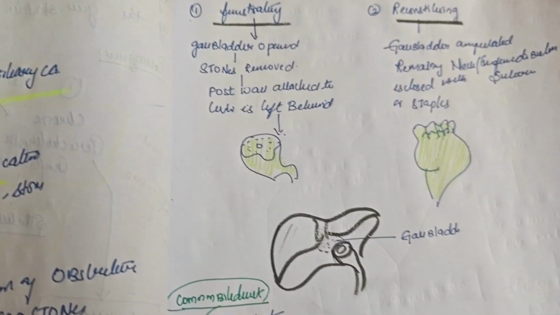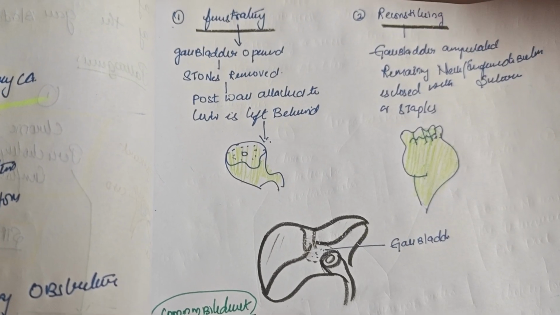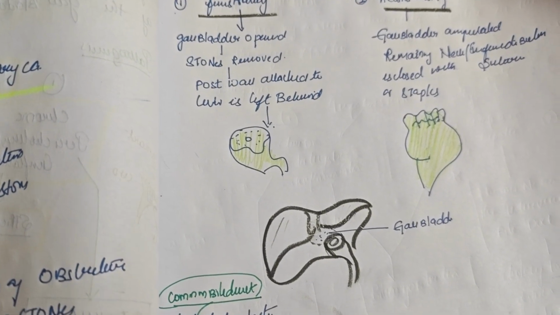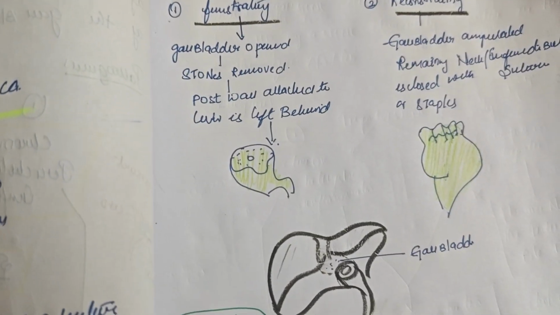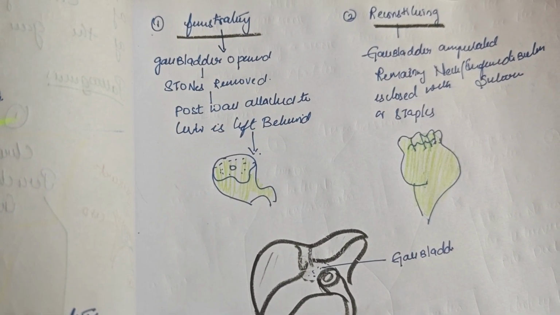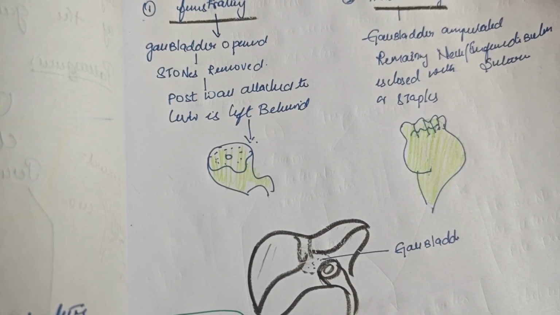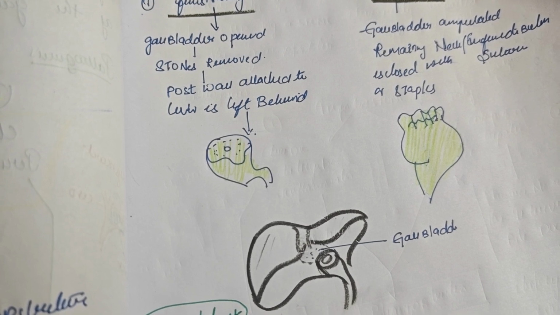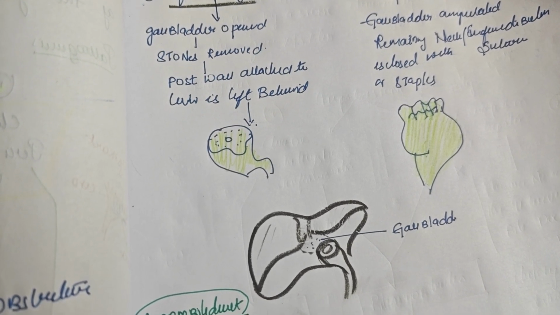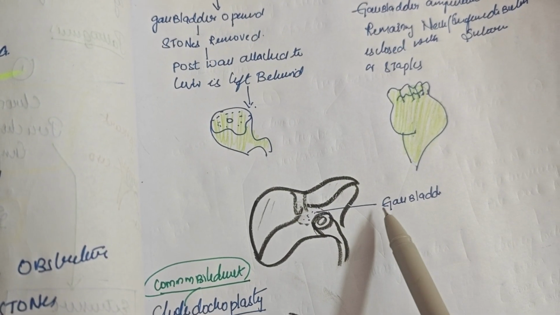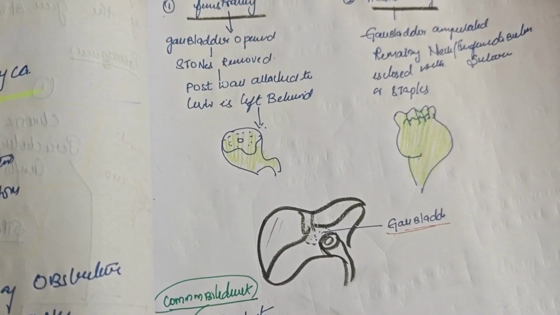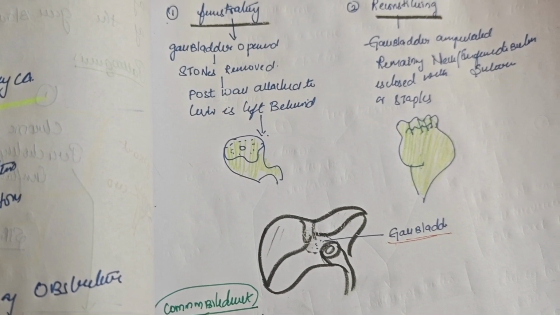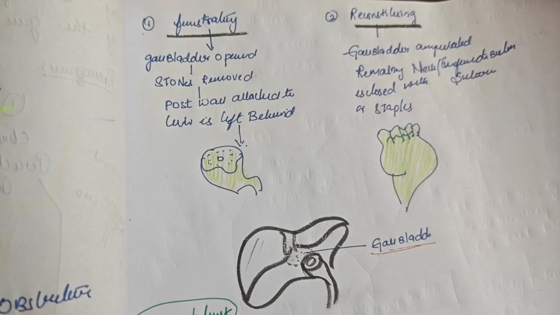The next important aspect is fenestrating or reconstituting. I'm talking about the subtotal gallbladder types. You have the fenestrating type or the reconstituting type. In the fenestrating type, the gallbladder is opened and the stones are removed, guys. The posterior wall attached to the liver is left behind. Next, we have the reconstituting type.